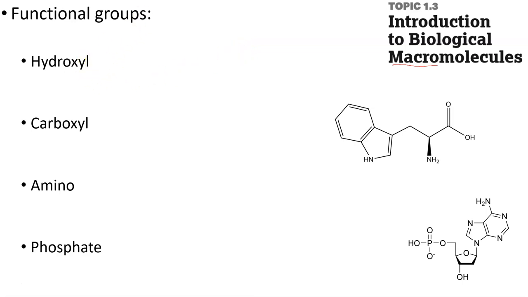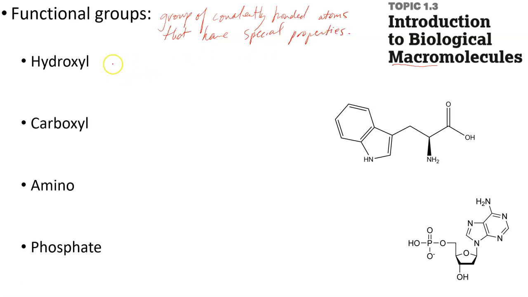First thing I want to talk about is something called functional groups, which is simply a group of covalently bonded atoms that have special properties. Now, these functional groups are typically where the action happens on these biological macromolecules. That's where something is going to occur to either change the structure or add another monomer. It's going to occur at these functional group areas.